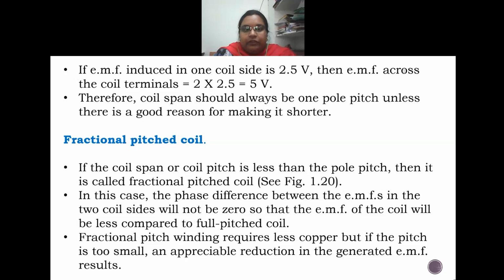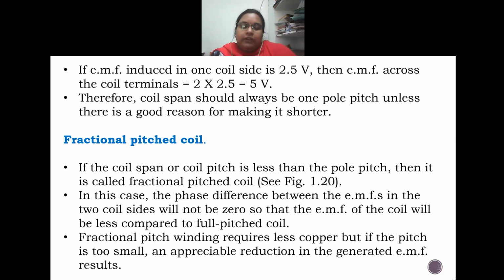If the EMF induced in one coil side is 2.5 volts, then the EMF across the coil terminals will be 2 into 2.5, that is 5 volts. As we are saying, those are additive, right? Therefore, coil span should always be one pole pitch unless there is a good reason for making it shorter.